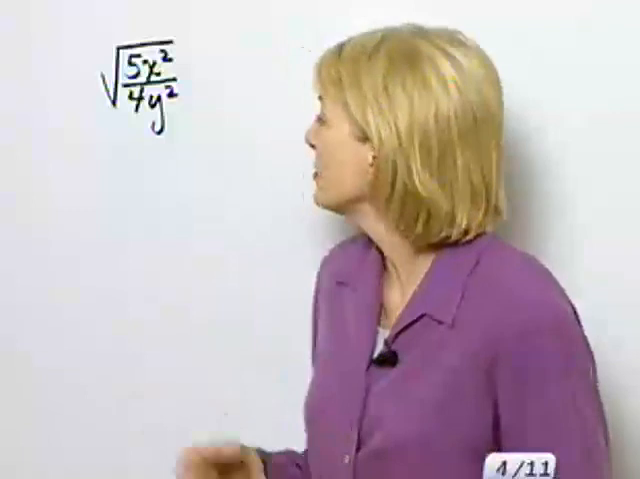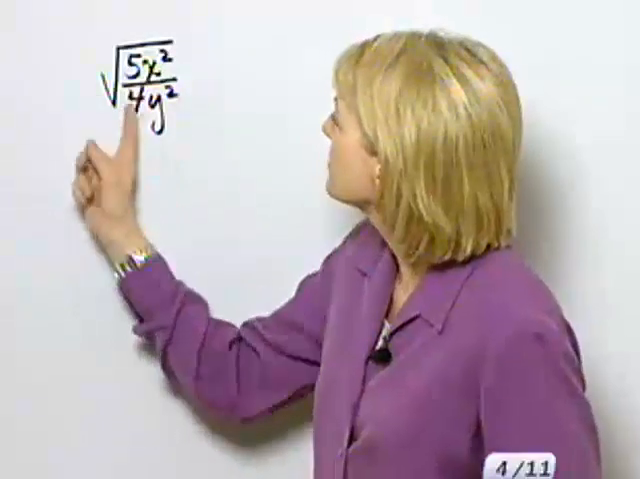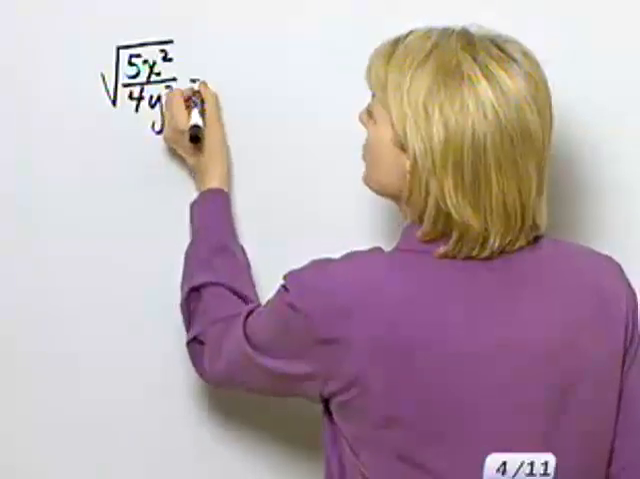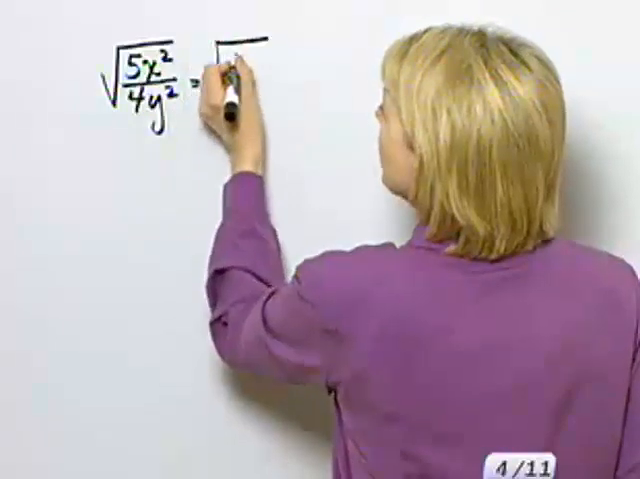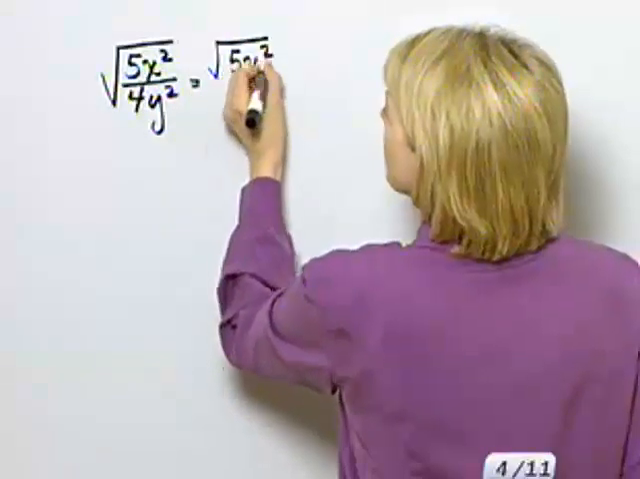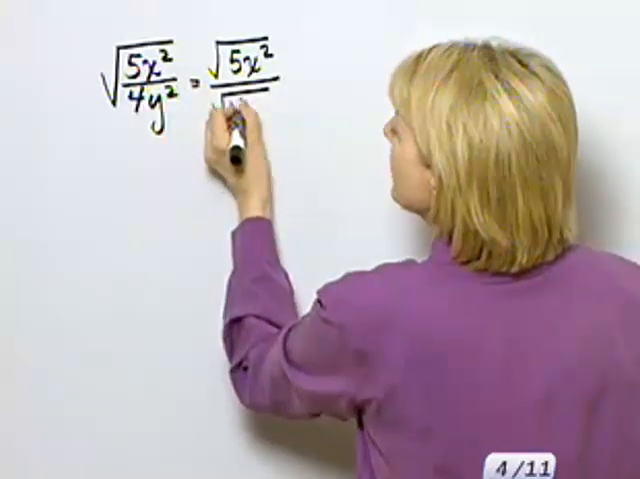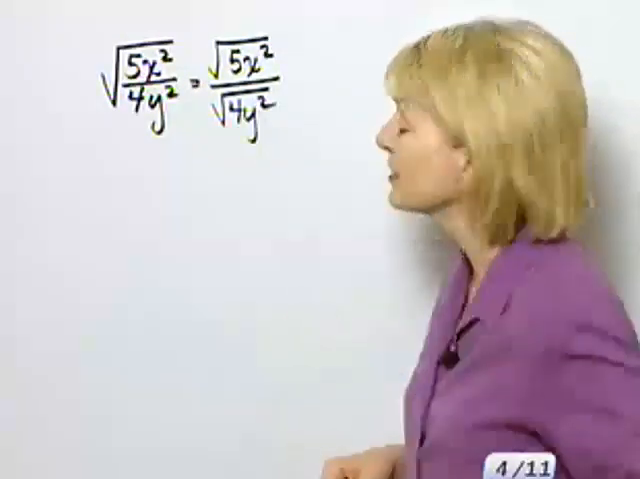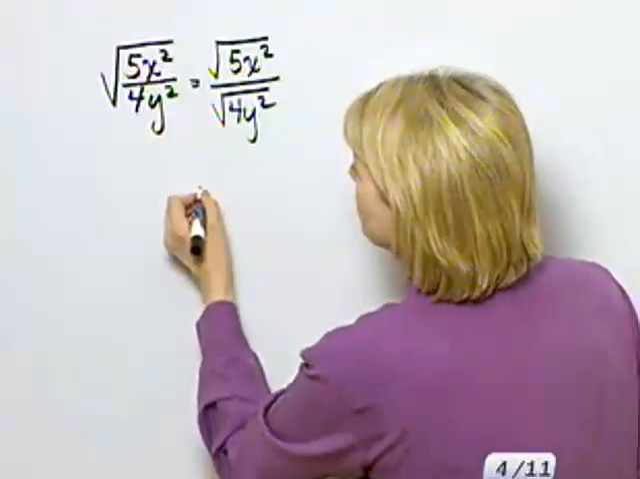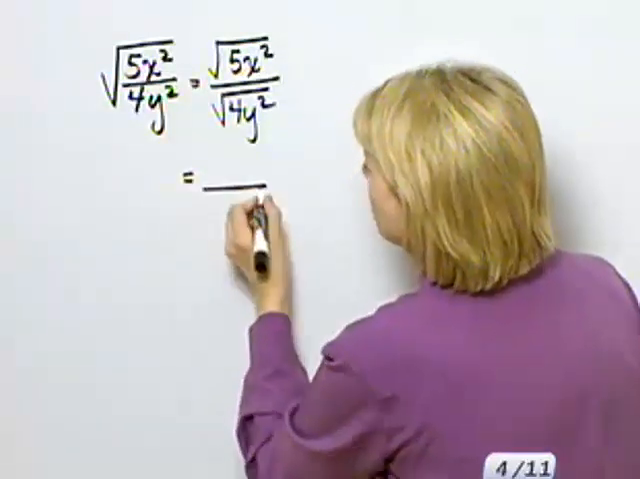Let's continue simplifying. Let's simplify this expression. Now, by the way, notice this radicand. There is no simplifying that can be done within the radical sign. Were there, I would certainly do it. But no simplifying there, so I'm going to separate the numerator and the denominator. The reason being that I notice the radicand in the denominator now is a perfect square. So let's go ahead and simplify that part, the denominator.